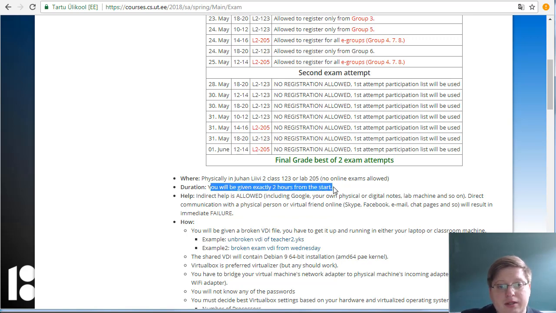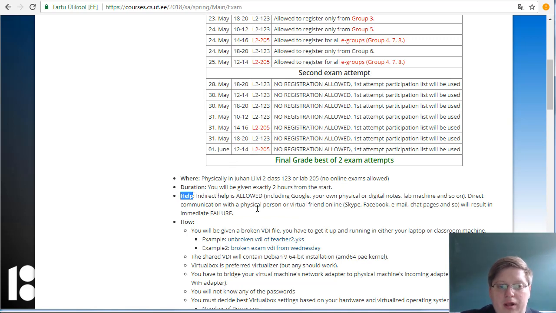You will be given exactly 2 hours from the start. We try to start exactly at full hour, meaning 6 o'clock exam starts 18:00. 10 o'clock exam starts 10 o'clock exactly.